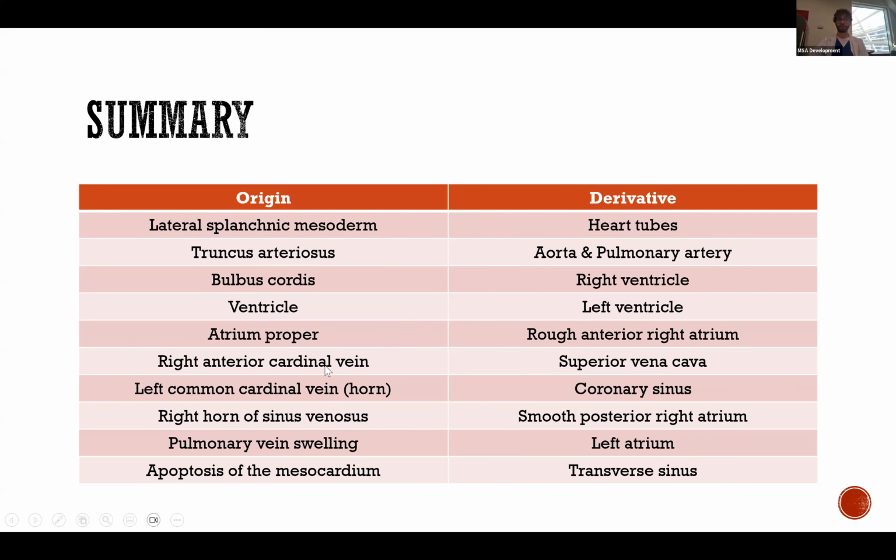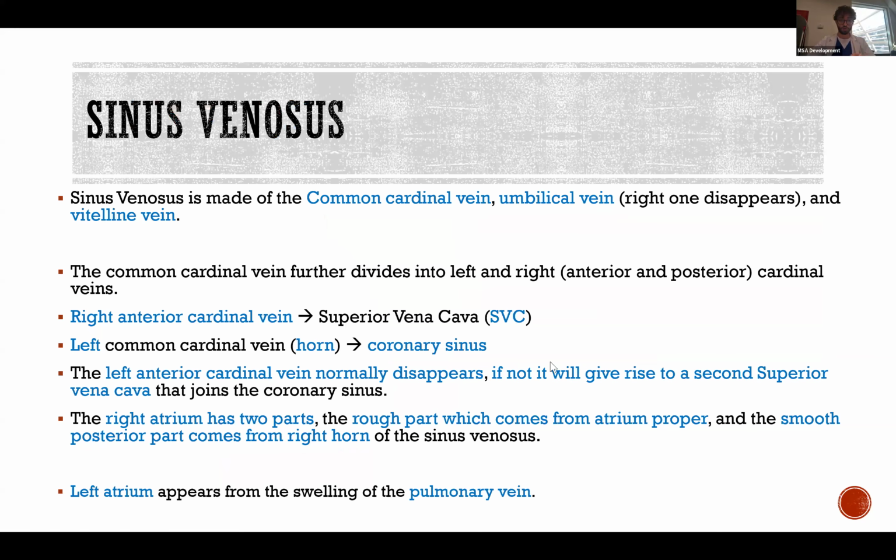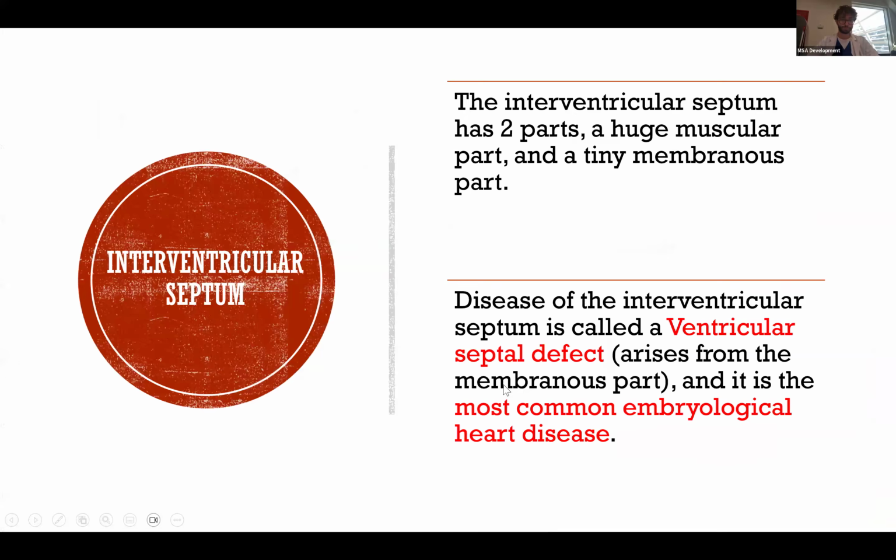We have the right anterior cardinal vein. As we said, it's on the right, it's anterior, it's going to give us the superior vena cava, while the left anterior cardinal vein, what did we say? Let's go back. The left anterior cardinal vein disappears. Or if it's still there, we're going to have two superior vena cavas. Remember this, it's very important.